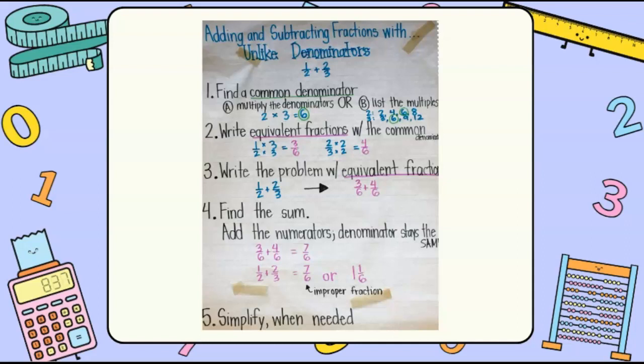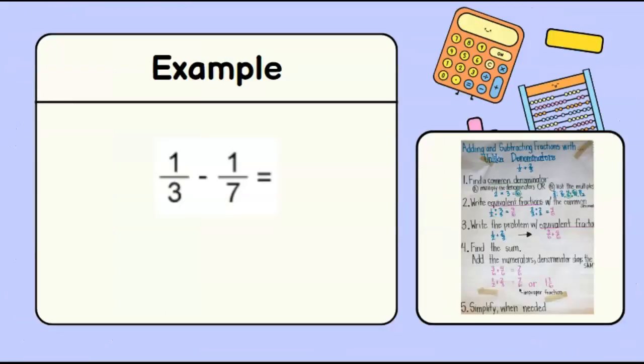I'm going to write my problem with my equivalent fractions. Then I'm going to find the difference. Once I subtract those, I'm going to simplify my fraction if it is needed. So just like adding, I'm going to do subtracting, only the reverse operation. Let's go ahead and give that a practice.